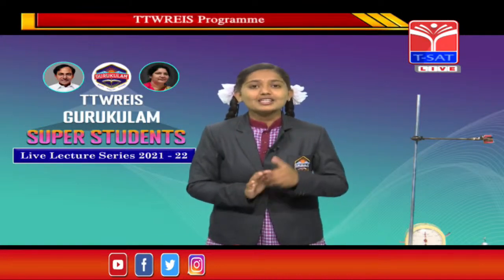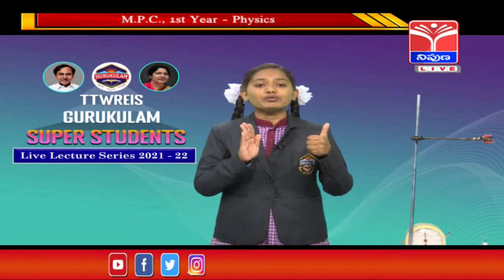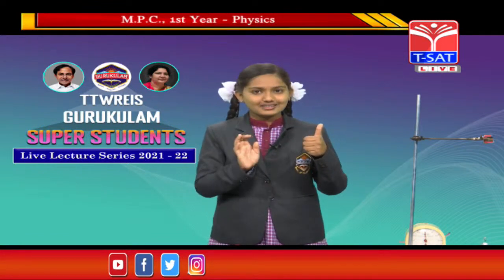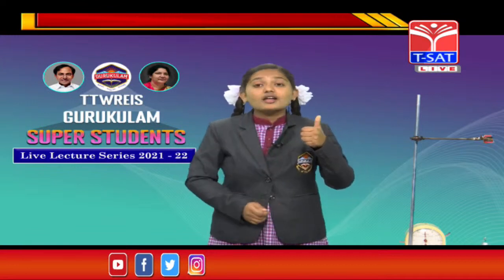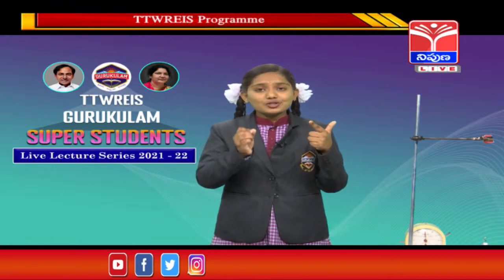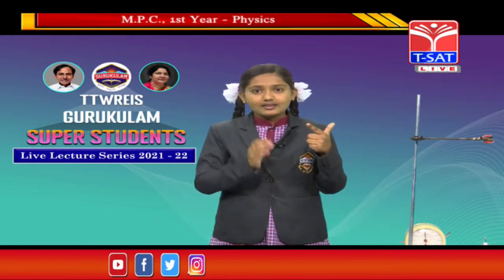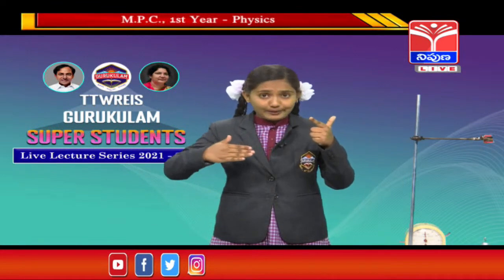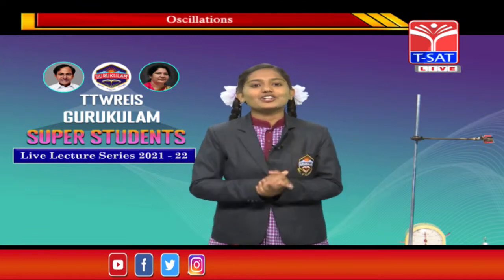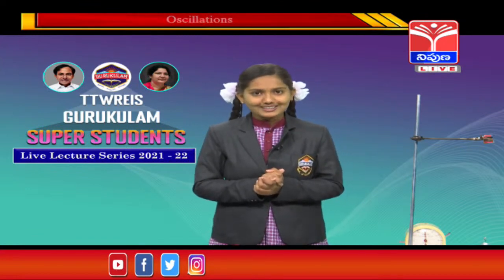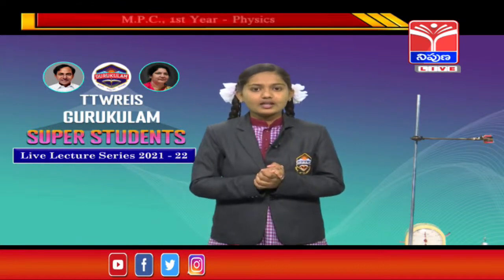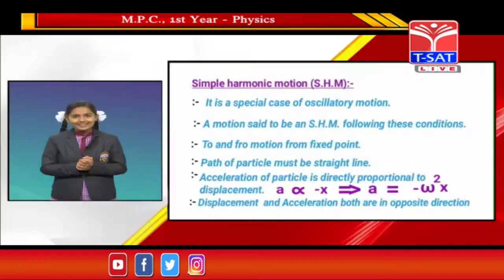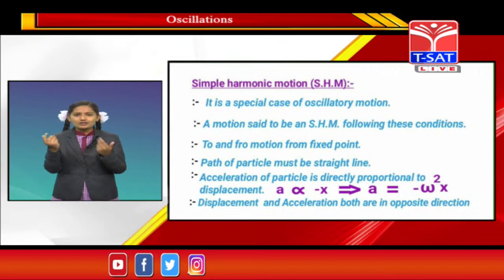The first condition is to and fro motion from a fixed point. The body moves to and fro from a fixed point. The second condition is that SHM must be in a straight path. The third condition is that the acceleration of the particle is directly proportional to the displacement of the particle. Here we indicate a minus sign. Here the minus sign does not indicate cancellation of the value or subtraction of the value.